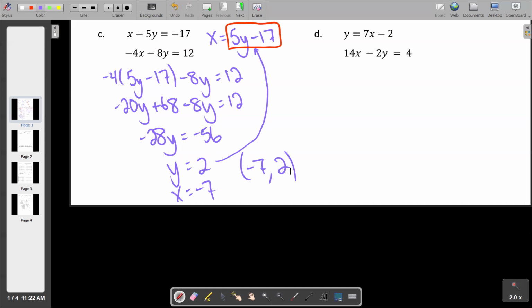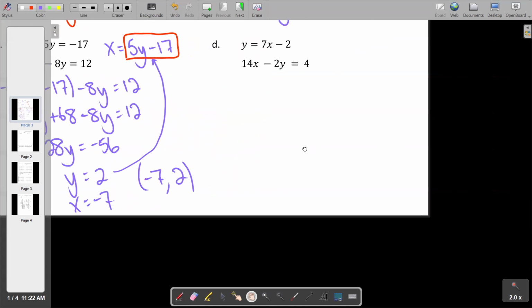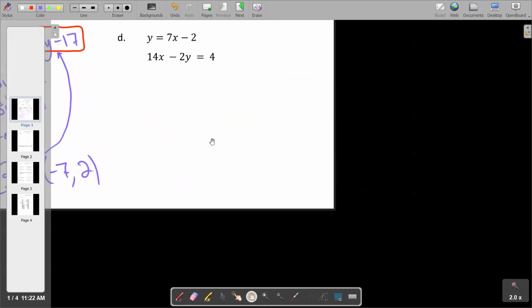Question D has his own life and existence on this test, because D doesn't so much test, do you know how to do elimination? D very specifically tests, do you know what to do when all of the variables die? Not just the one you're trying to get rid of. We've seen this before. We did an entire assignment on this particular thing.